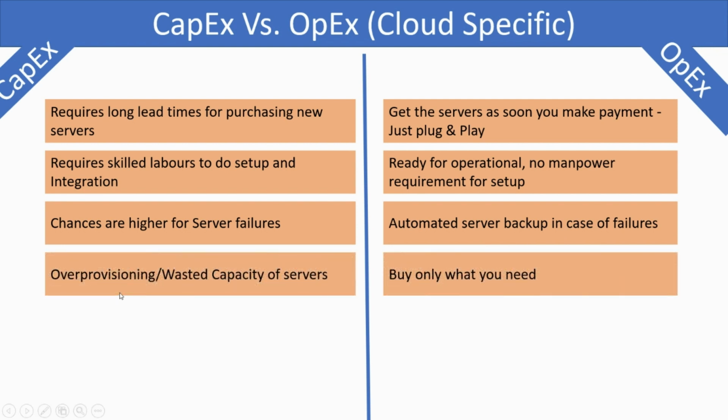Next comes over provisioning or wasted capacity of servers, which will always be there if you have put a lot of money on capital expenditure and acquired a server. Whereas here in OpEx, you are going to use a server based upon whatever you have planned. Most of the time, organizations prefer pay as you go model, and they buy additional resources whenever there is a need.